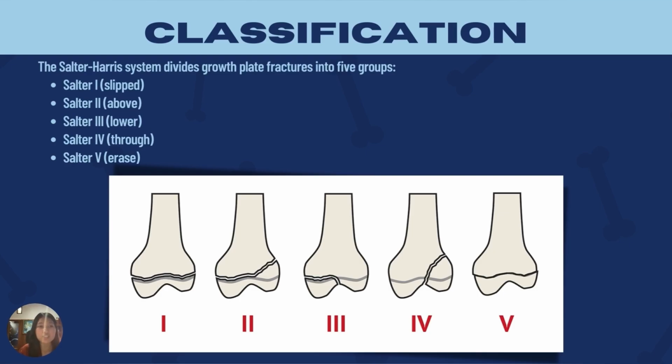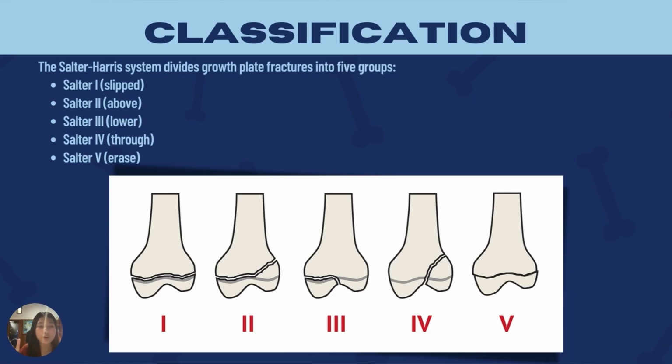The first one is Salter 1, or slip. This is the type of fracture where the fracture line extends through the physis, inside the growth plate. Next, Salter 2, or above. This is the most common type of growth plate injury, which occurs across the growth plate, or physis, and up through the metaphysis. Next, Salter 3, or lower. This type of fracture crosses the growth plate and descends through the epiphysis.